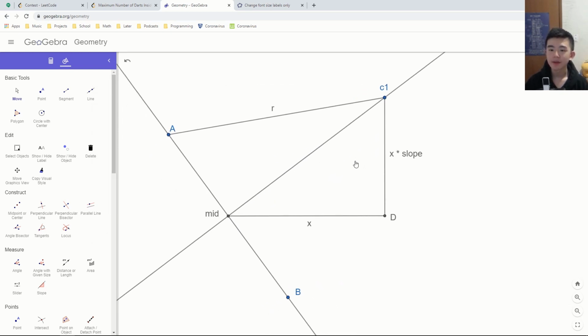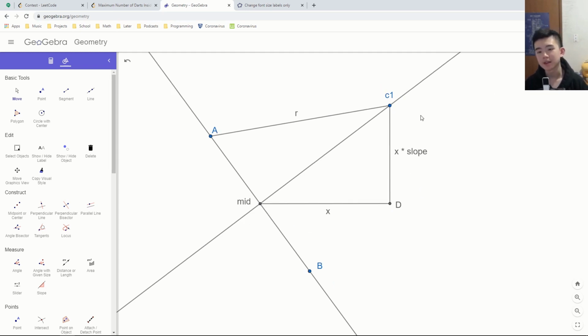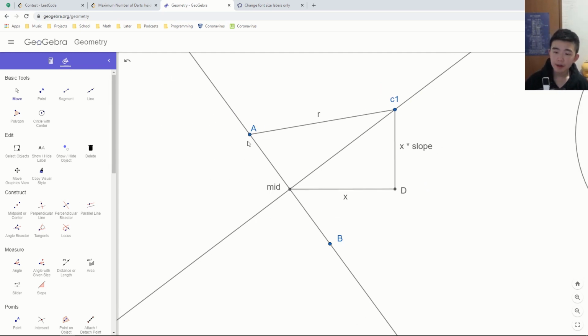And using that, we now know the coordinates. We know the length of the legs of this triangle, but using that, since we know the midpoint, we can extrapolate the location of the center. And then similarly, we can also find the location of the second center.